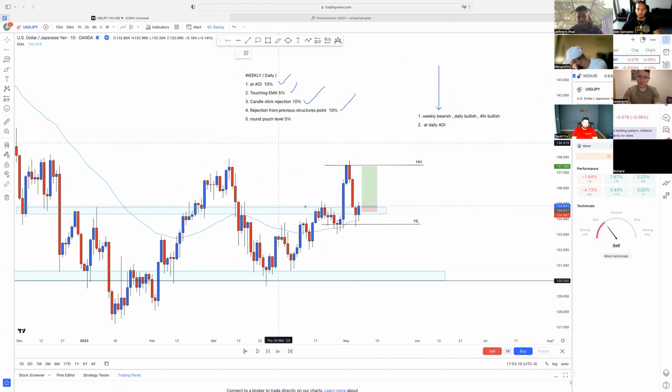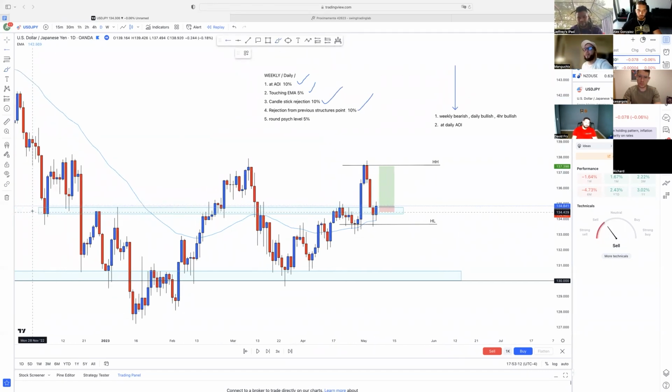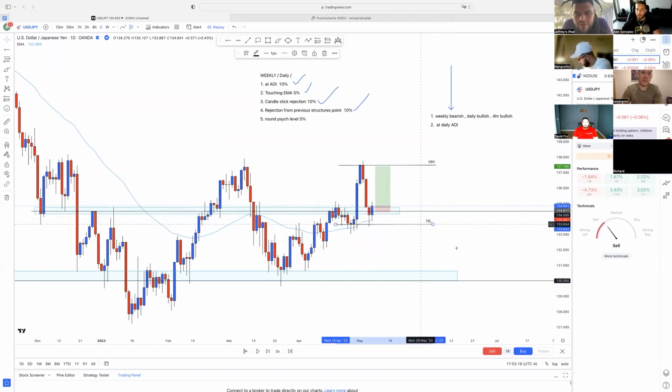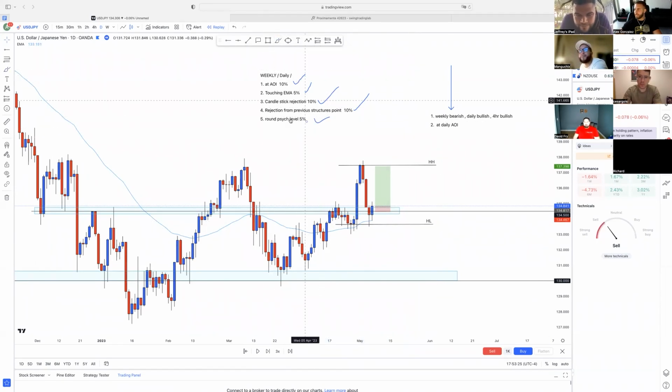And do we have a round psychological level? I don't know. So we put the line inside the middle. We look for every 500. And we have right smack in the middle, 134,500. So if you notice, everything checked off for our daily confluences.